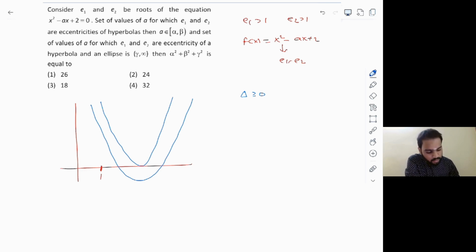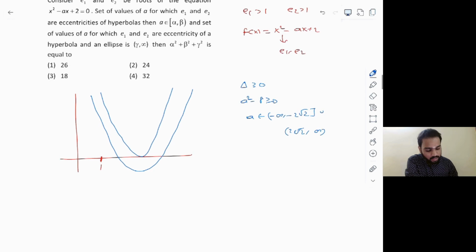So for this polynomial, what is delta here? Which is clearly a square minus 8 greater than or equal to 0. And you get from here, a belongs to minus infinity to minus 2 root 2 closed union 2 root 2 to infinity. Okay, so this is your delta greater than or equal to 0 solution. But at the same time, you can notice that the vertex of this one, minus b by 2a, should definitely be greater than 1. That is also one condition, because the vertex of the parabola clearly lies on the right side of x equal to 1. That is why minus b by 2a should be greater than 1.